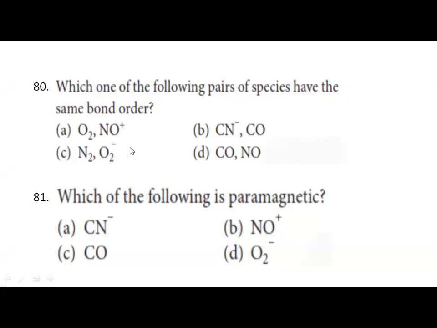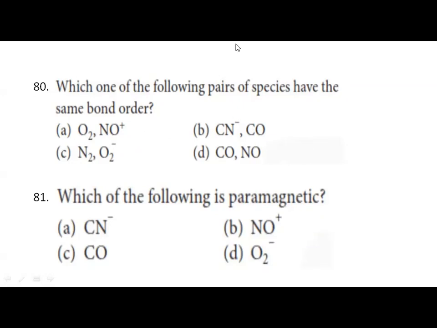So in the previous class we have discussed some set of questions. Now we are going to discuss the last set of questions of this topic. Hope you have practiced well with all the concepts. Which one of the following pairs of species have same bond order? Again, the question on molecular orbital theory: O2, NO+; CN-, CO; N2, O2-; CO, NO.